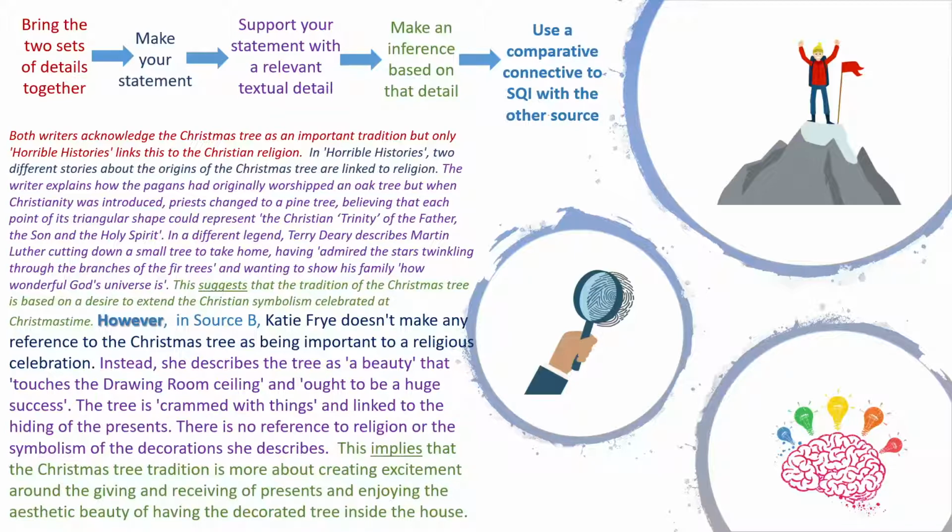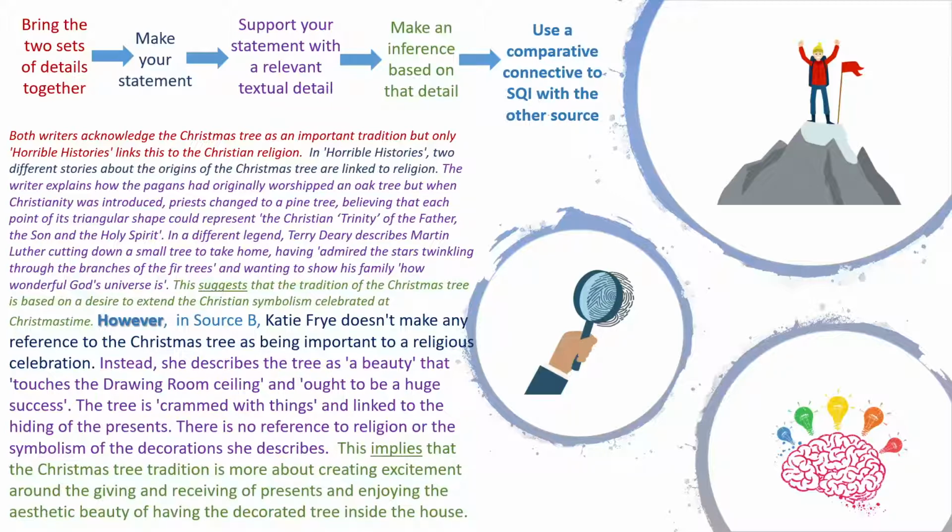So, however, in source B, Katie Fry doesn't make any reference to the Christmas tree as being important to a religious celebration. So you can see I've made another statement here. I've brought those texts together, I've made another statement. Instead, she describes the tree as a beauty that touches the drawing room ceiling and ought to be a huge success. The tree is crammed with things and linked to the hiding of the presents. There is no reference to religion or the symbolism of the decorations she describes. So there's my evidence. There are some direct quotations, but there's also a summary of my evidence, how I know that she's not talking about religion.